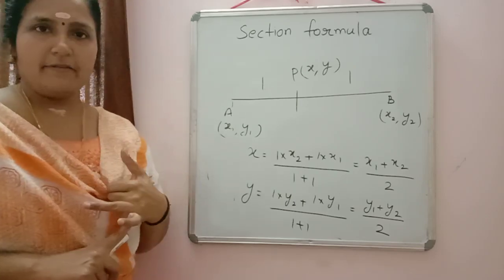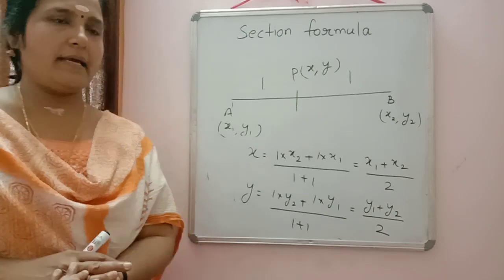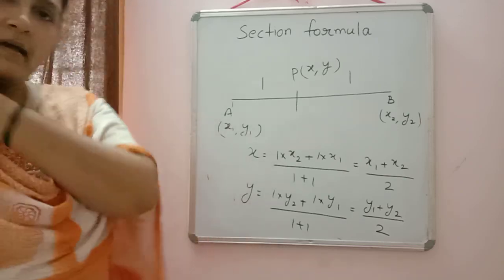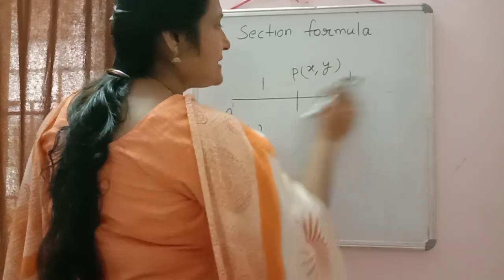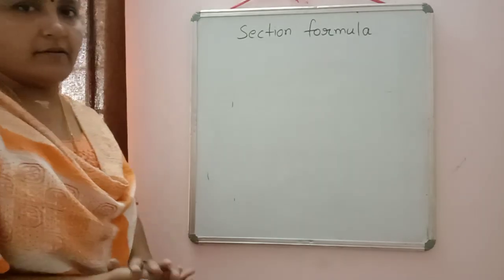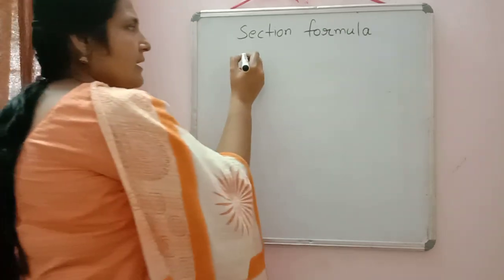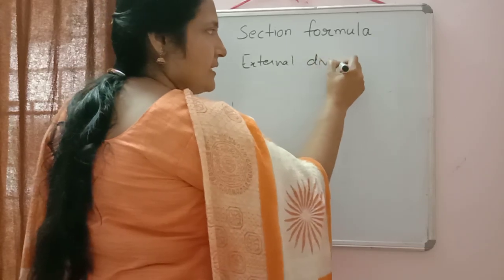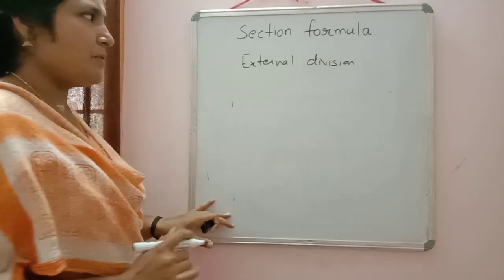First we studied section formula where P divides AB in the ratio m1 is to m2. And then second point, if P is the midpoint of AB. And since we are calculating the ratio, at present the point P is inside the line segment AB. That's why ratio will always be positive. Ratio will come negative in case of external division. Now we will check what is the concept of this external division. External division is not there in your syllabus, but I am just giving you the concept.